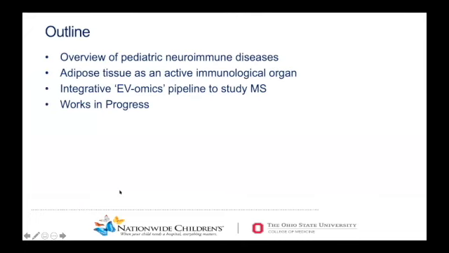So I'll be giving an overview of pediatric neuroimmune diseases. And then for reasons that will hopefully become apparent, I'll be talking about adipose tissue as an active immunological organ, and then give an overview of the EV omics pipeline that we're using to study MS, and then share some works in progress.